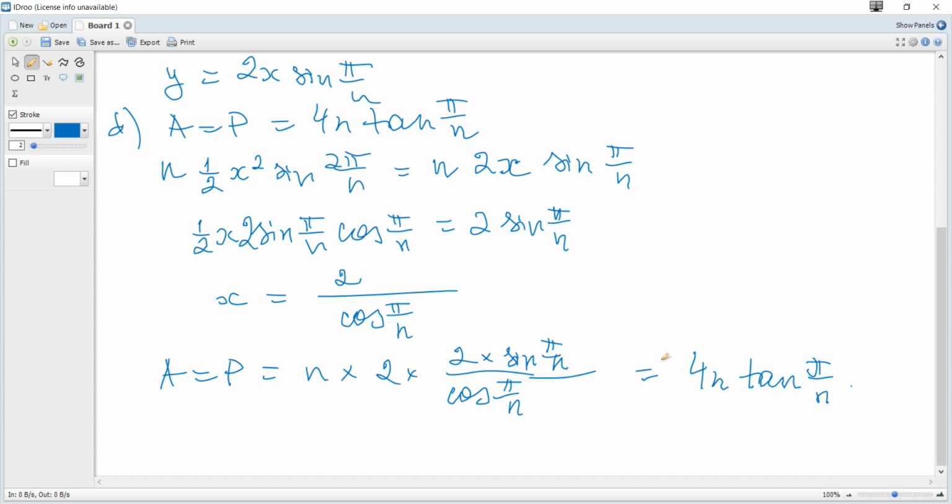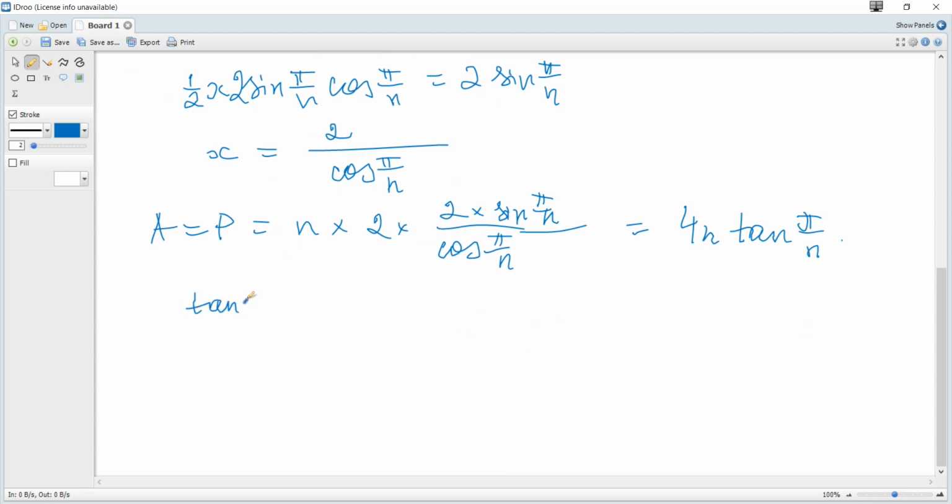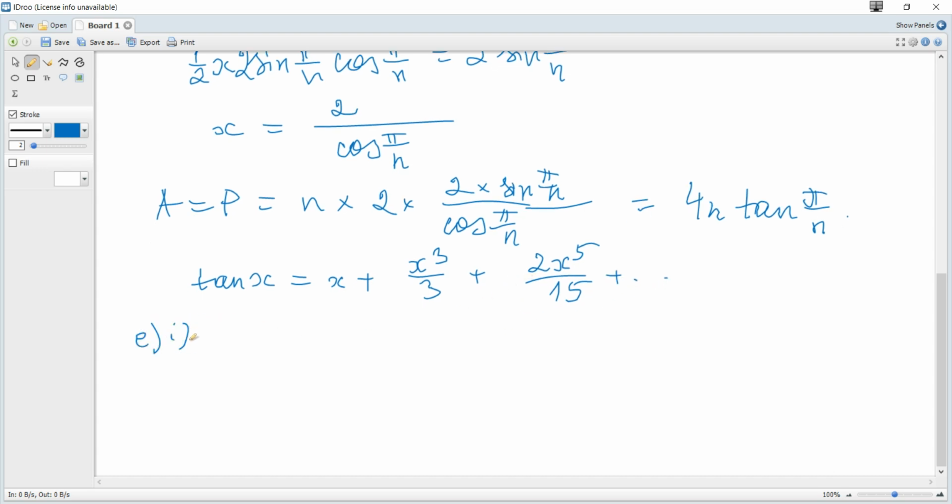Next, the Maclaurin series for tangent is x plus x cubed over 3 plus 2x to the power 5 over 15 plus so on. Let's rewrite it: x plus x cubed over 3 plus 2x to the power 5 over 15 plus so on. Use the Maclaurin series for tangent to find the limit as n tends to infinity of 4n tangent of pi over n, 3 marks.